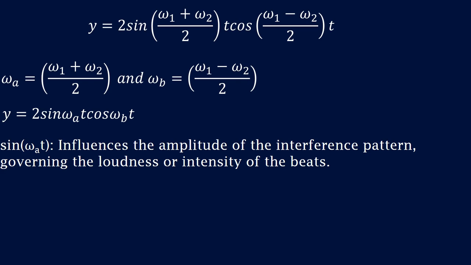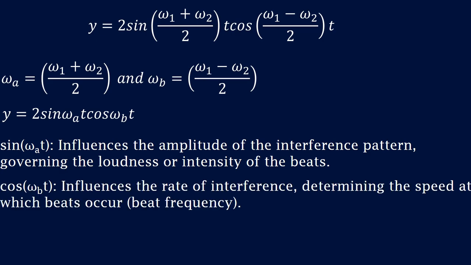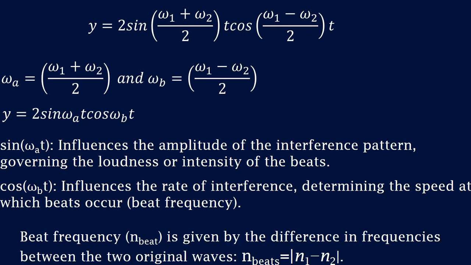The term sin(ωa t) influences the amplitude of the interference pattern, governing the loudness or the intensity of the beats. The term cos(ωb t) influences the rate of interference, determining the speed at which the beats occur, that is, the beat frequency. Beat frequency formula: beat frequency is given by the difference in the frequencies between the two original waves. Therefore, n beats = |n1 − n2|.